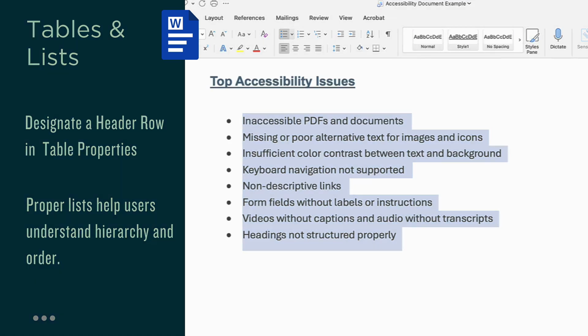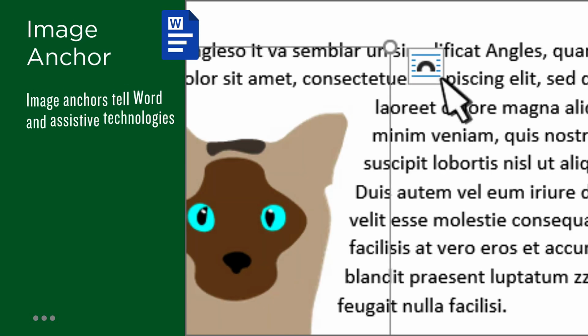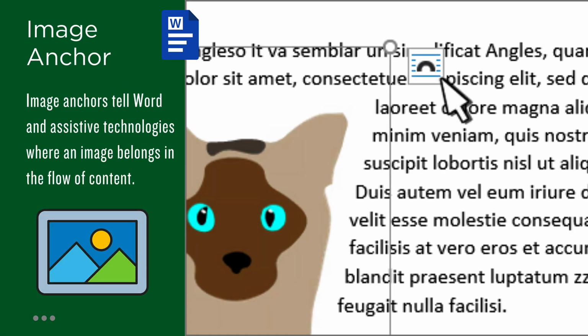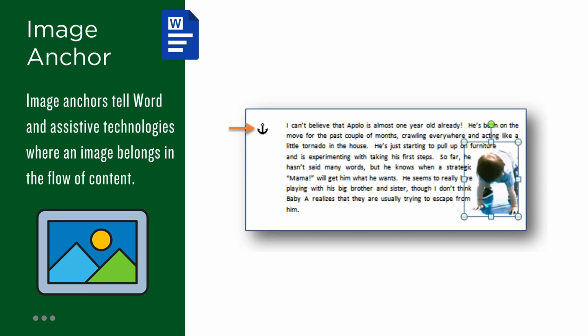Assigning an anchor to an image in a Microsoft Word document tells Word and assistive technologies where the image belongs in the document's flow of content, including its alt text. Word may put an image in the wrong order if it isn't anchored correctly.